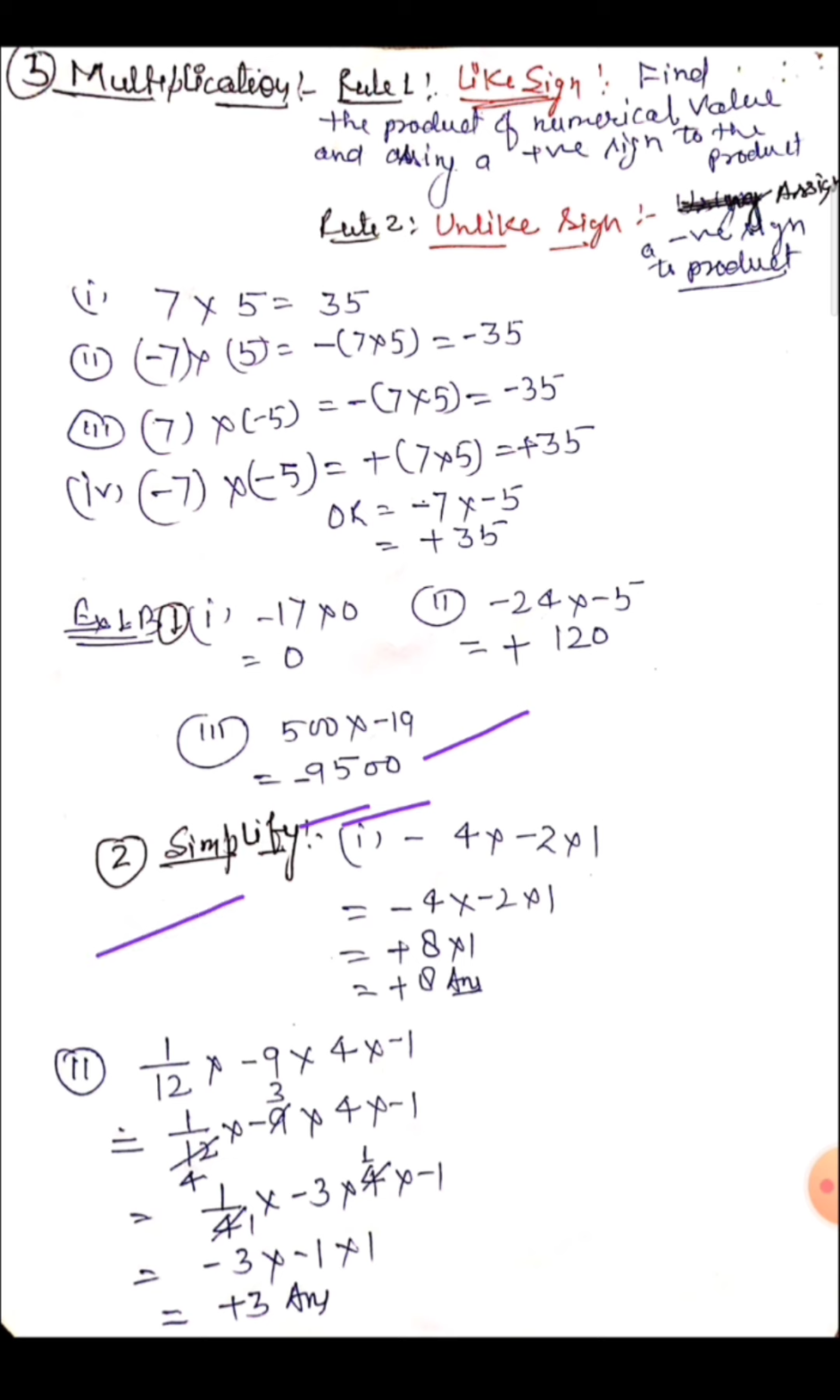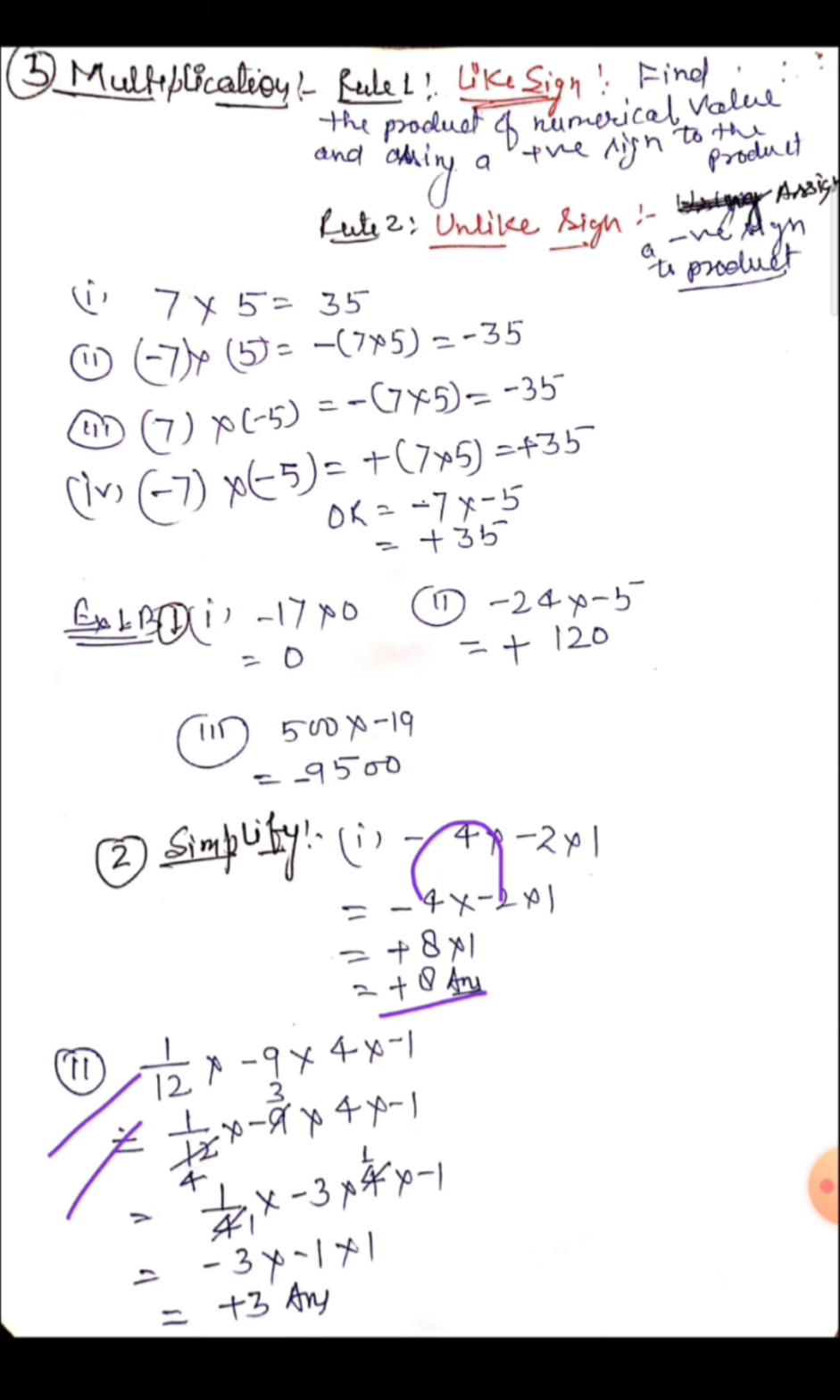Now the second question, simplify. Look, here is the first simplification: minus 4 multiplied by minus 2 multiplied by 1. First we solve the first two numbers, minus 4 and minus 2. When we multiply minus 4 and minus 2, we get plus 8. Firstly we multiply the signs, minus minus is plus, and 4 2s are 8, then plus 8 multiplied by 1, 8 1s are 8, the answer will be plus 8.